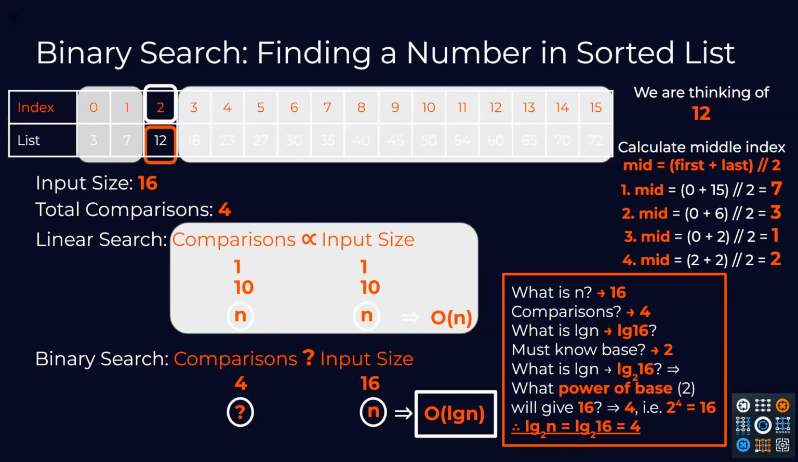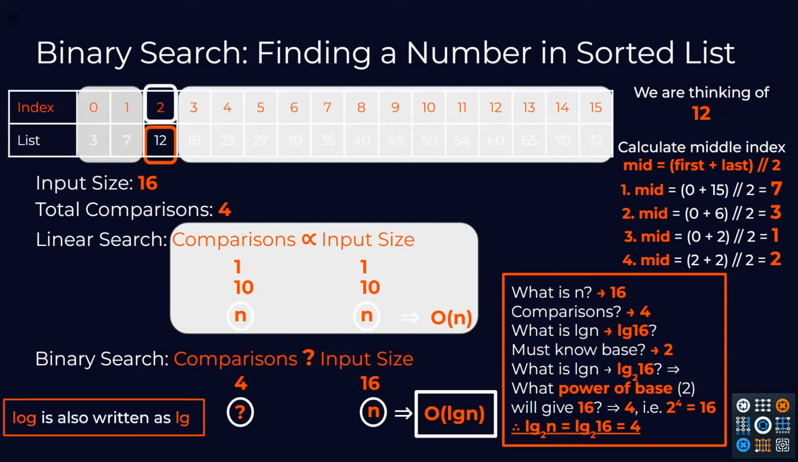This tells us that in a list of 16 items, binary search will make at most 4 comparisons in the worst case, as each step divides the list by 2. This is why the complexity is O of log n, or in this case 4, where n is the input size, which is 16.